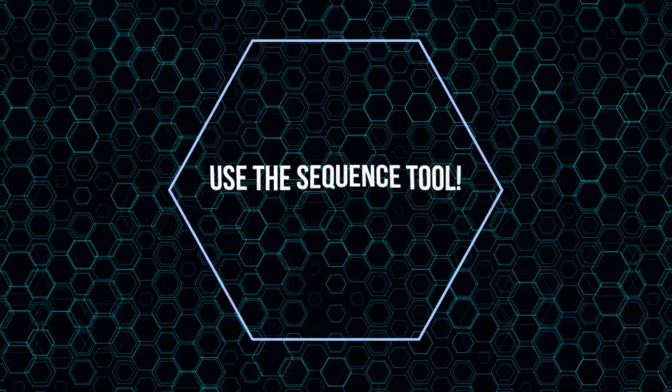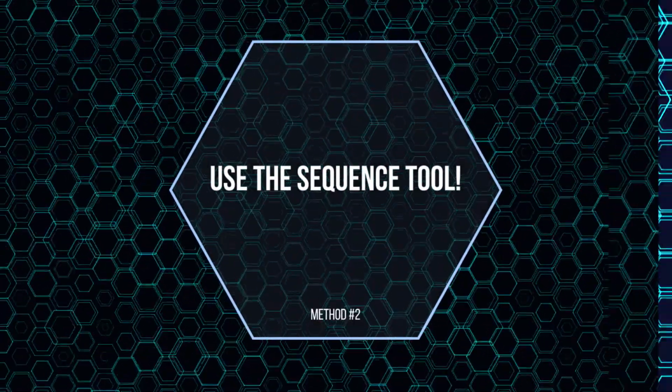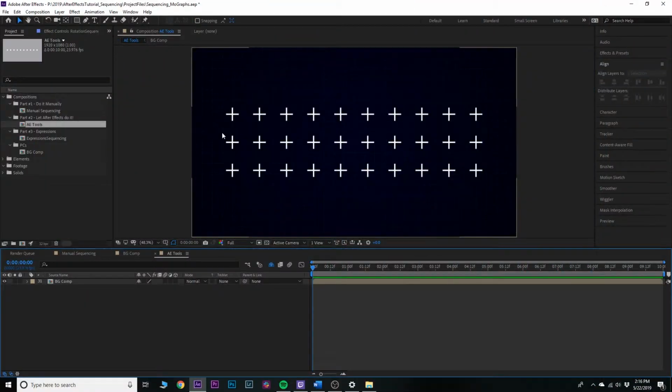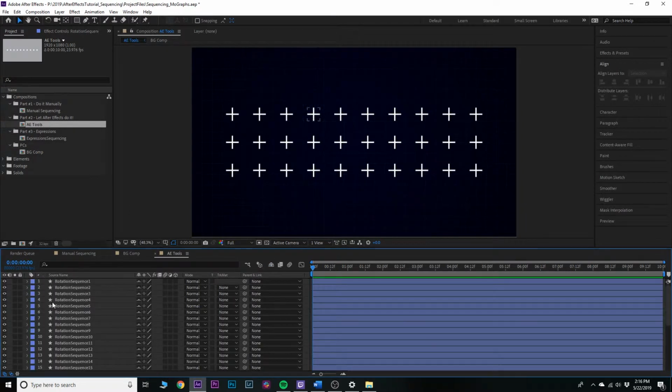Now let's say hypothetically you have 50 layers, 100 layers, then what you can do is some technical things. So that is part 2. For this example, we have a lot more elements on our screen. In fact, we have 30, and if we unhide these layers, we'll see we have 30 different layers.